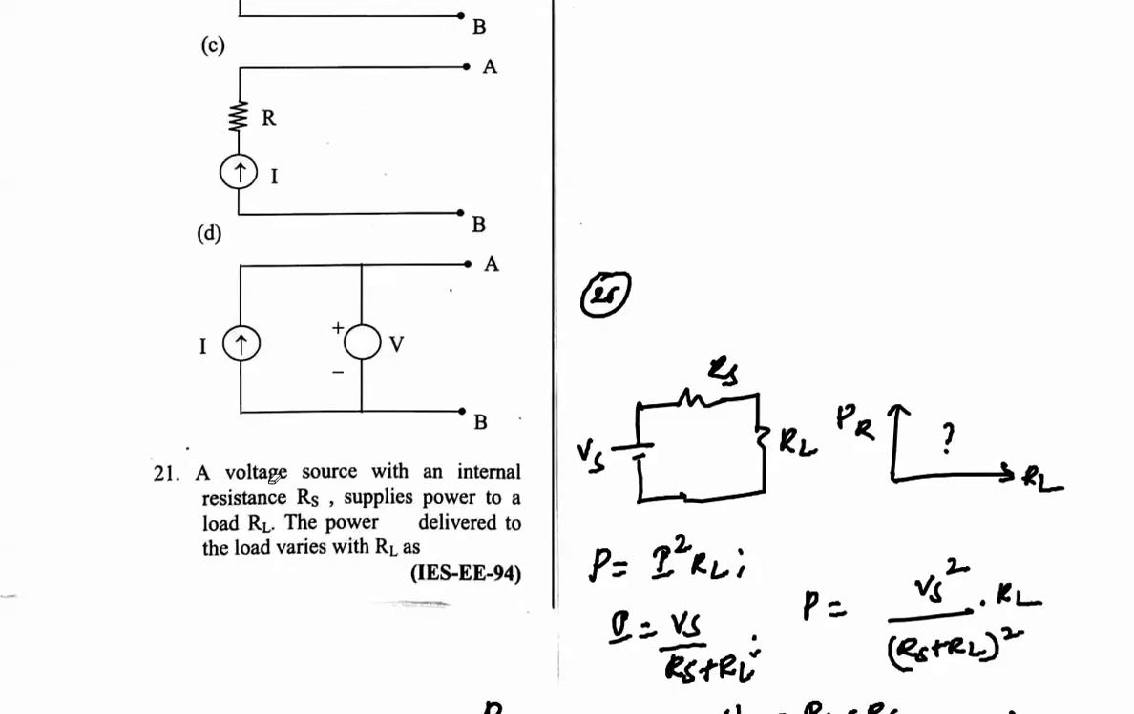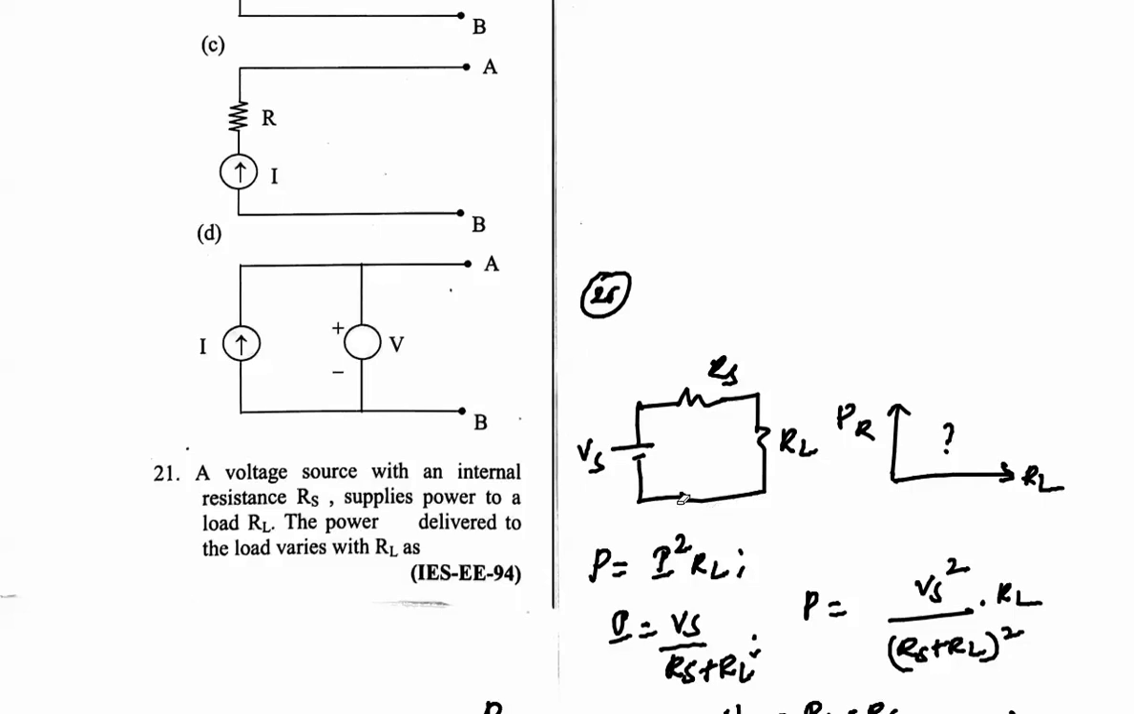Next one. A voltage source with an internal resistance Rs supplies power to a load RL. How does the power delivered to the load vary with RL? So here a voltage source with internal resistance Rs is connected to a load RL. We need to find how the power delivered to the load varies with respect to RL. That means if RL varies, how is the power going to behave.